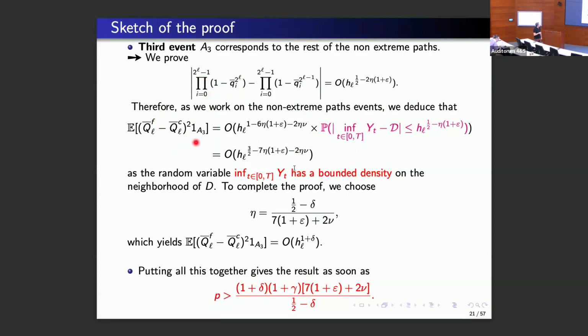And now, the probability of this third event can be estimated if you know that the running infimum has a continuous density in the neighborhood. So if that is the case, then you put all this together and you end up with the condition that I showed you. If you want to achieve, for all the three terms I showed you, 1 plus delta, and put together all the conditions, what comes out is this condition on your P. So that has to be, of course, satisfied.